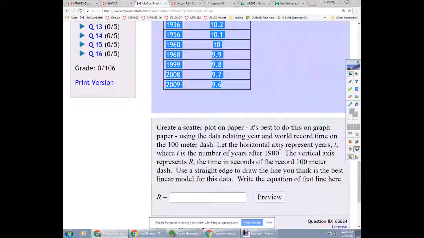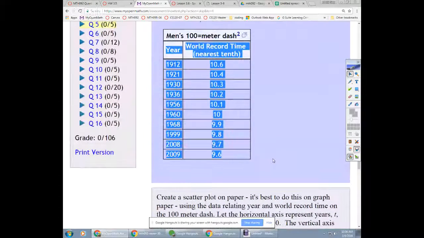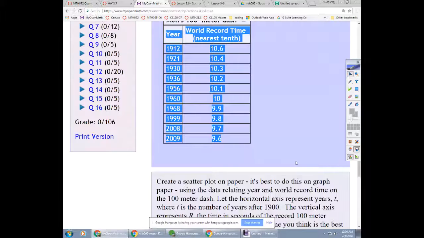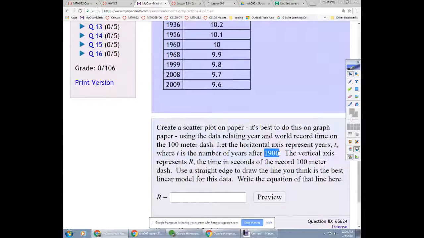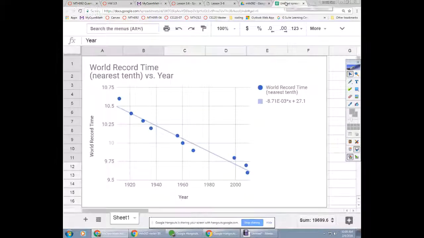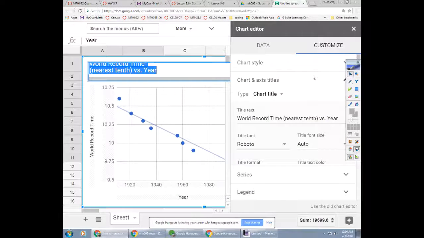Let the horizontal axis represent the years T, where T is the number after 1990. Ooh, is that what I told the graph to do? No, I plugged in the actual year. And, oh, I read that wrong, 1900. Okay, so I got to redo my graph because I didn't read the directions. So how am I going to fix this?